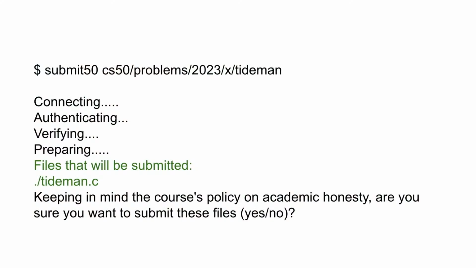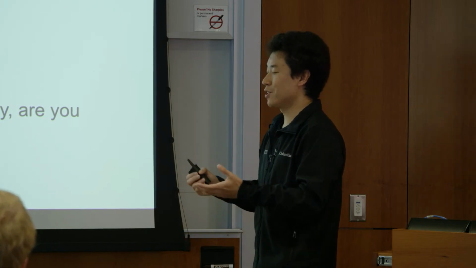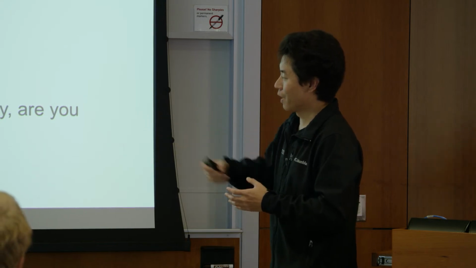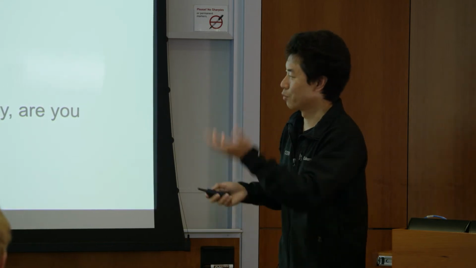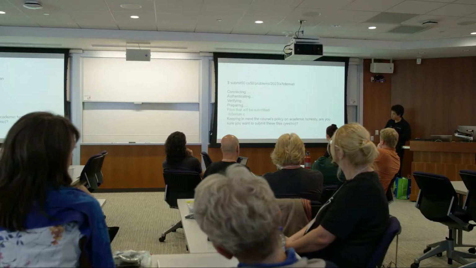For example, if a student wants to submit a problem set called Tideman, they can just run Submit50 again with the submission slug, which is a unique identifier for that particular problem, and they will be able to automatically submit their assignment. Of course, we have a friendly reminder: keep in mind the course policy on academic honesty. So it's a way to ensure students are only submitting their own code. If they reply Y or yes, then we will proceed with the submission process and submit to our grading system.